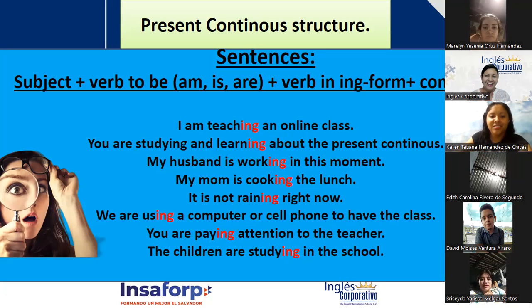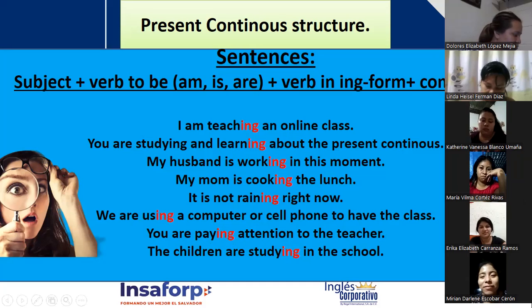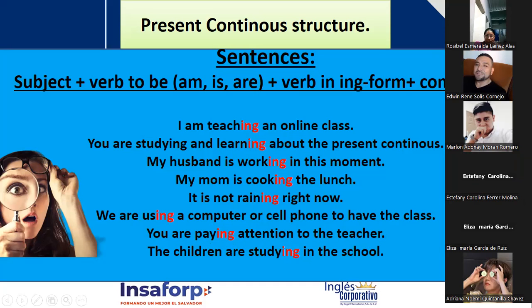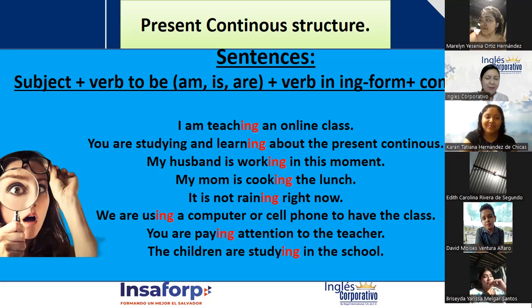Yes, teacher. Yes. Or are you sleeping? No. Are you watching TV? No. Are you eating? Ah, yes. You're eating. Okay. The children are studying in the school. Así ya los vi que ahí por ratito se meten un bocadito. But that's okay. There's no problem, okay? That is the good thing about having virtual classes.